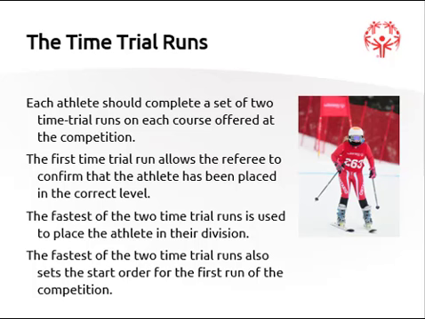Each athlete should complete a set of 2 time trial runs on each course offered at the competition. The first time trial run allows the referee to confirm that the athlete has been placed in the correct level. The fastest of the 2 time trial runs is used to place the athlete in their division. It also sets the start order for the first run of the competition.